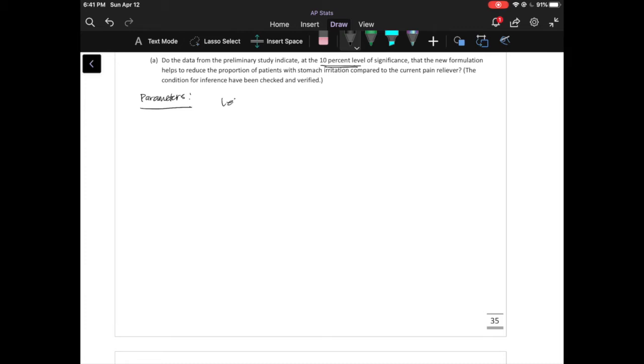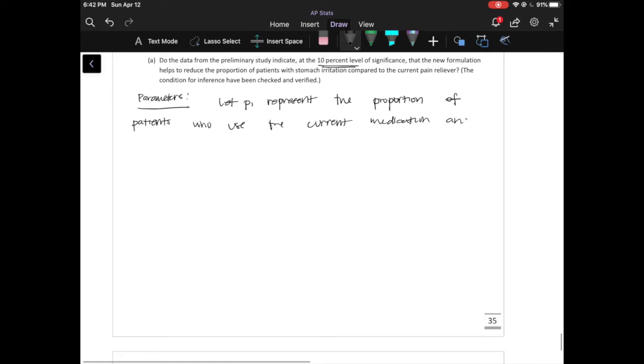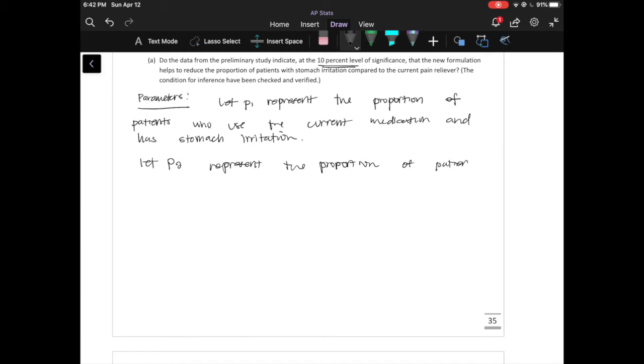Let P1 represent the proportion of patients who use the current medication and have stomach pains or stomach irritation. Let P2 represent the proportion of patients using the new drug with stomach irritation.